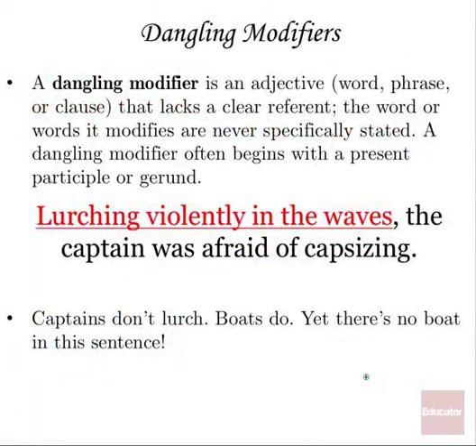All right, a dangling modifier. A dangling modifier is an adjective, word, phrase, or clause that lacks a clear referent. We don't know what it's referring to. The word or words it modifies are never specifically stated. A dangling modifier often begins with a present participle or gerund. That's an ing verb. So, lurching violently in the waves, the captain was afraid of capsizing.